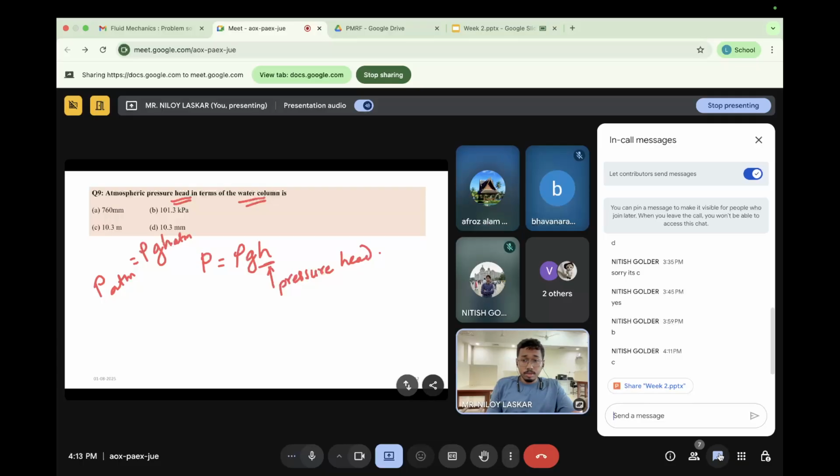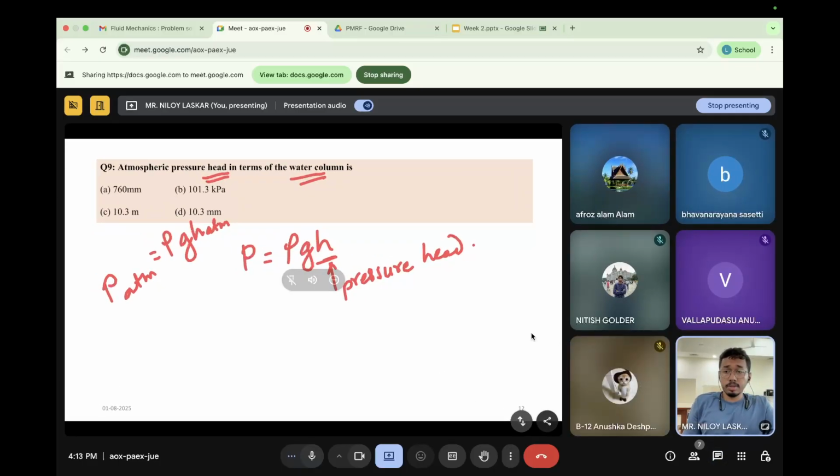So, Nitish has answered option C. Okay, let's see what the other is telling. Oh, okay, okay, sure.